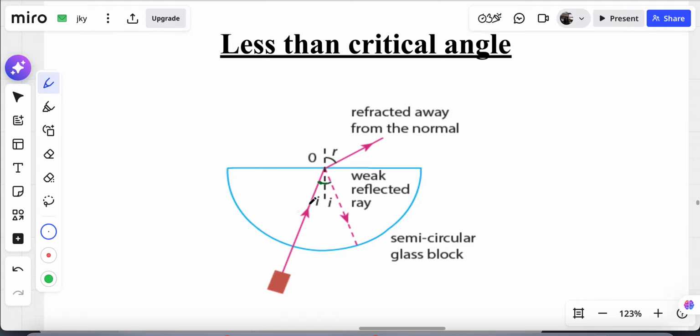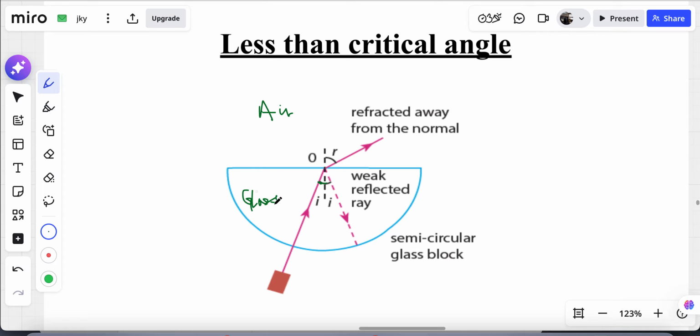But remember, it must be from an optically denser medium to an optically less dense medium, like glass. We are going from glass to air. This medium is air. Out here is air, and here is glass. Is that okay?